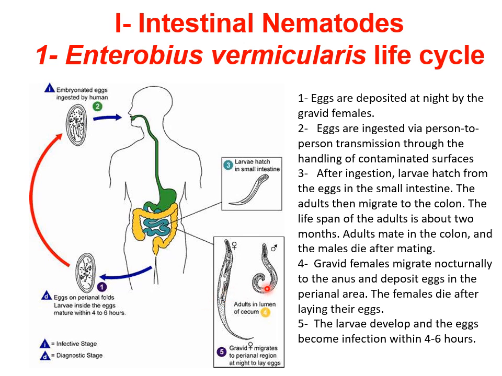So the male and the female will mate within the colon, and the males usually die after mating. The gravid female that is full of eggs will migrate to the anal area, and within the perianal area it will be laying the eggs. After laying the eggs, the female will also die. So when we reach that stage, we will have eggs on the perianal fold that will contain the larvae, and these ones will mature within 4 to 6 hours after being laid.